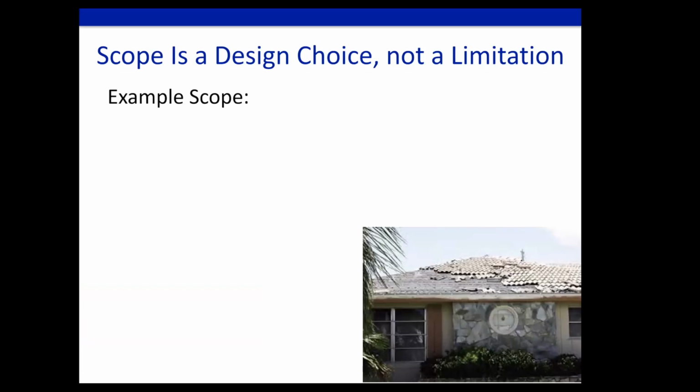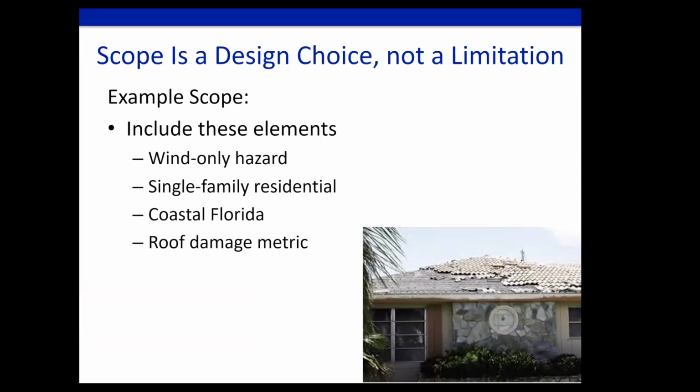So an example scope could be: the scope of my research is going to be wind only hazard. I'm going to stay away from the storm surge. I'm only going to focus on single family residential, because those are prescriptive codes and they're not engineered, so they would behave very differently than a 5-story concrete frame building. I'm only interested in coastal regions of Florida that weren't inundated by surge. And I'm going to focus on roof damage as a metric, right? Your scope doesn't have to be any of those things, but that's an idea of adding layers to my scope of interest for this problem.